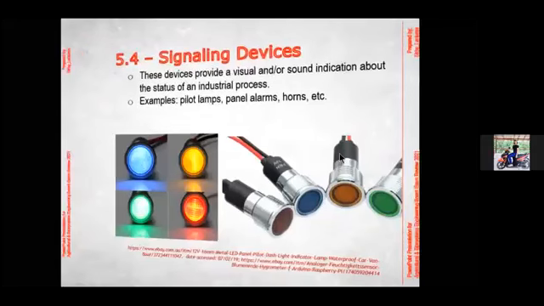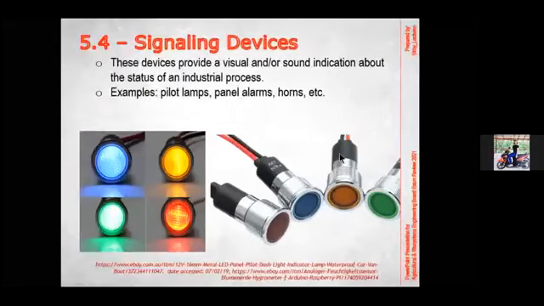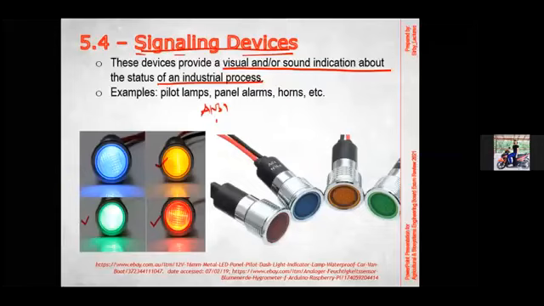Okay, another class is the signaling devices. Signaling devices provide a visual and or sound indication about the status of an industrial process. For example, if the green light turns on, what does it mean? Or if the red light turns on, what does it indicate? And if we have this yellow light, that depends upon the standards, like for example using ANSI standards, DIN standards, or JIS standards, then it could have different meanings.